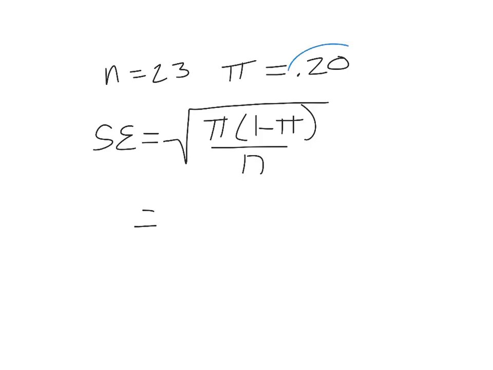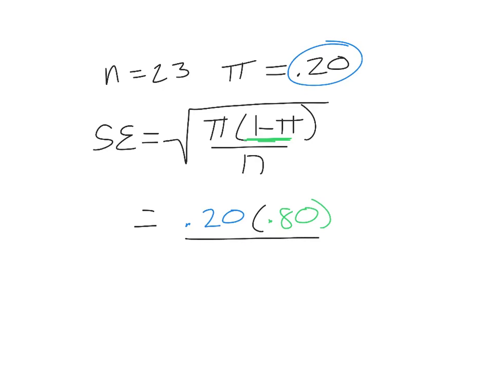So the population mean value that they give me is 0.20. If this is 0.20, then 1 minus 0.20 is going to be 0.80. I'm going to divide that by the n value that was given to me. Again, this is just given information. And then after we do all of that, we are going to take the square root.